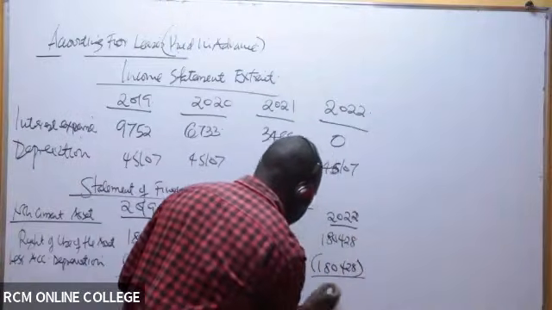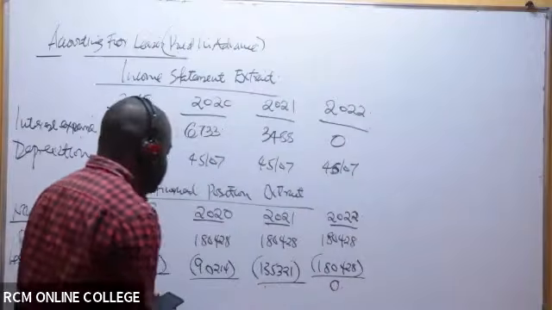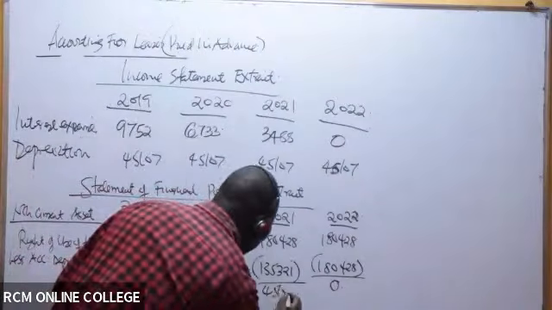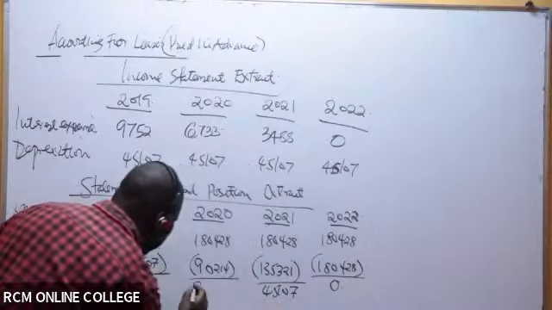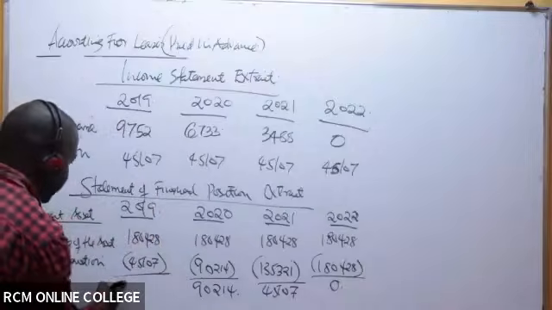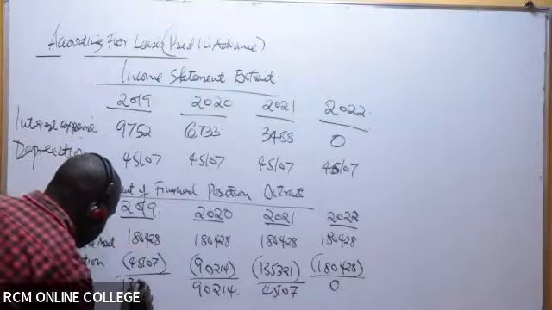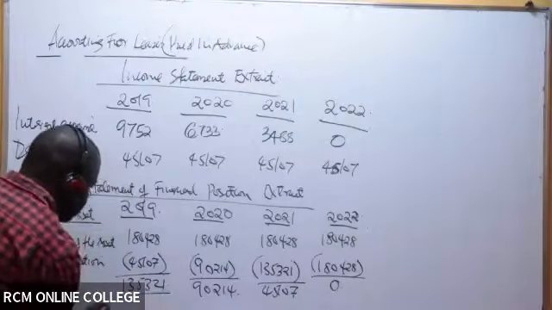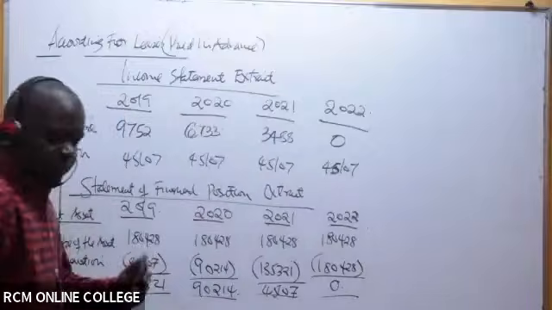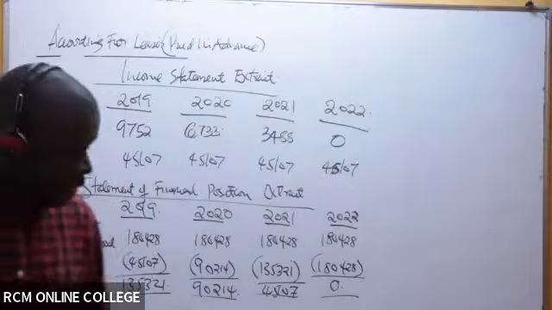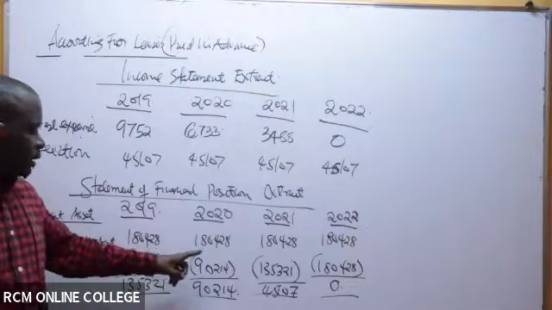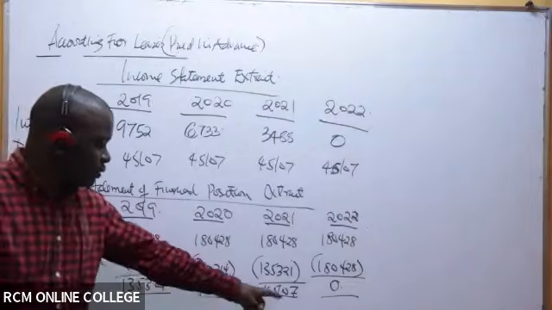180,428. So it means this one is 0. This one is 45,107. This one is 90,214. This one is 135,321. So this is the value of the asset. Those are the values of the assets. So we have 135,321 for this year. Then we have 90,214, then 45,107.